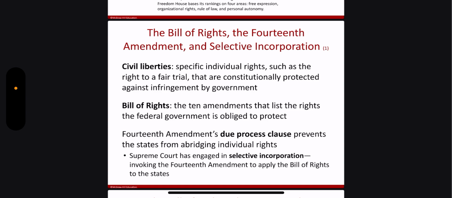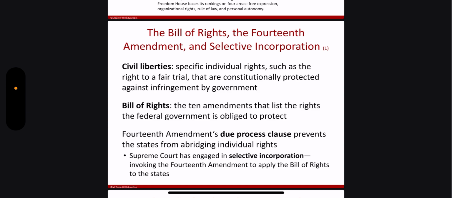Now, where are most of these things enshrined? Well, the biggest one is the Bill of Rights. The first 10 amendments list a bunch of the things that the federal government is obligated to protect and things that they cannot do. Okay. And the next one is the 14th Amendment's Due Process Clause.